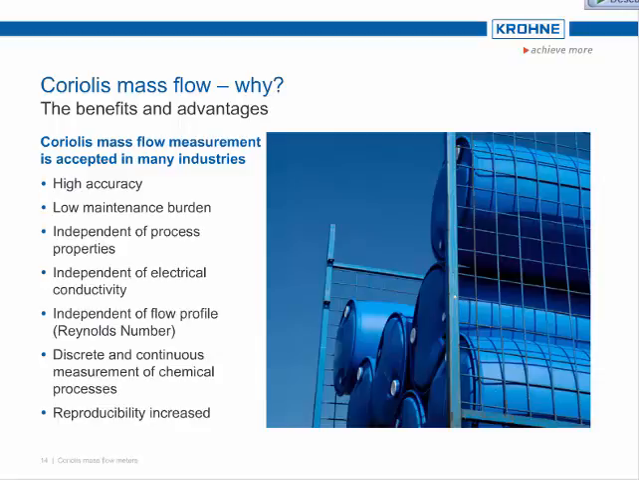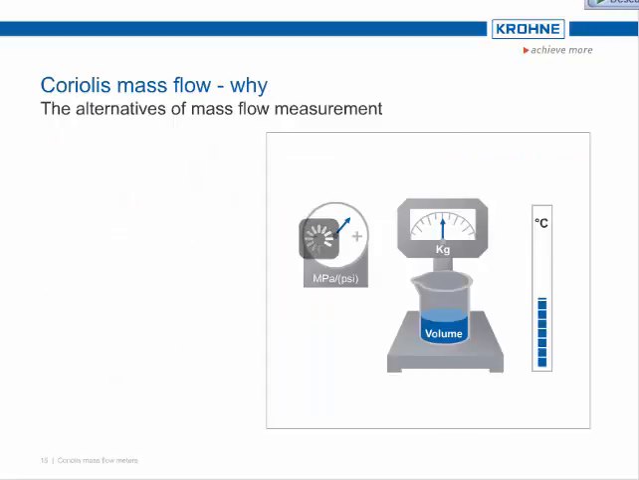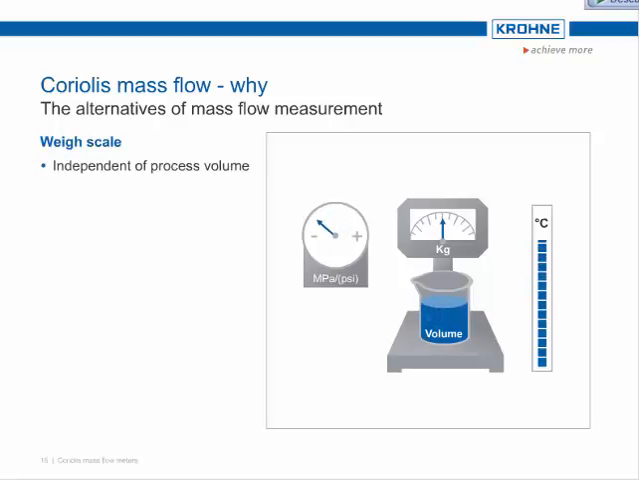However, what are the alternatives available to the process engineer? The alternatives for mass flow measurement all have significant disadvantages. The first alternative to the Coriolis mass flow meter is a weigh scale, which is also theoretically independent of process volume and temperature. But scales require ongoing calibration and compensation, and are expensive to install. Implementing scales in process applications also requires complex control and peripheral equipment.